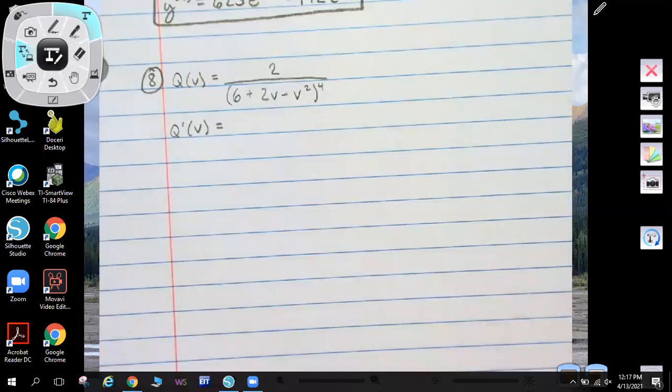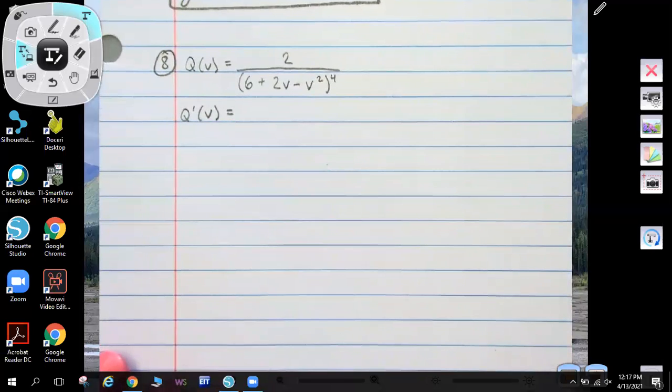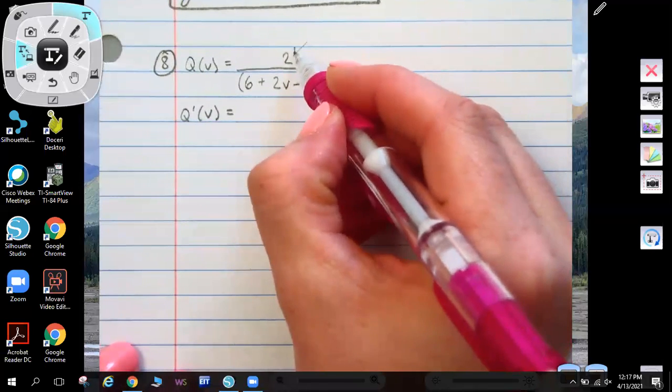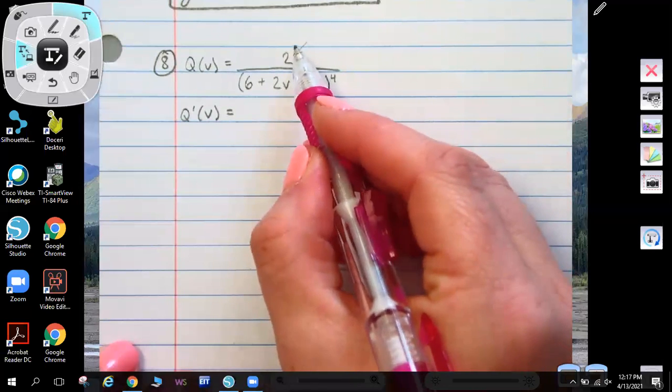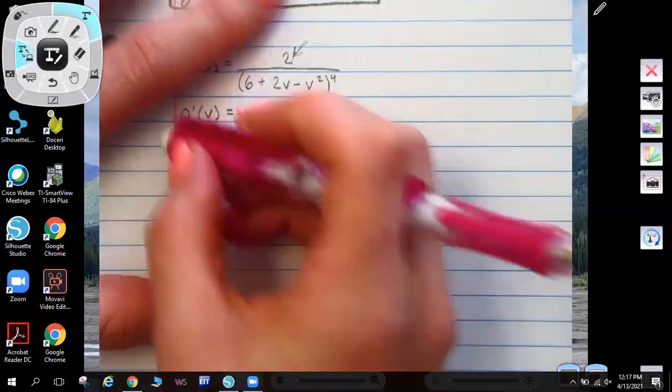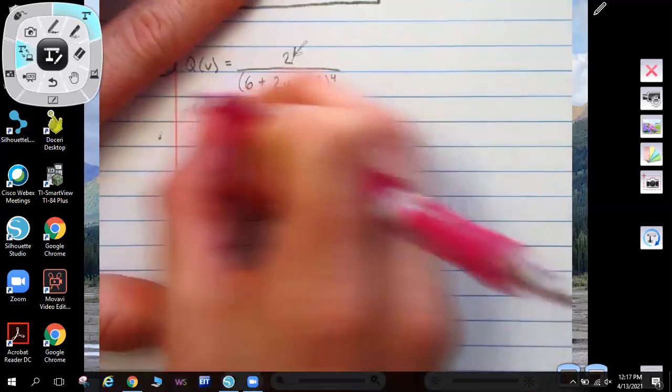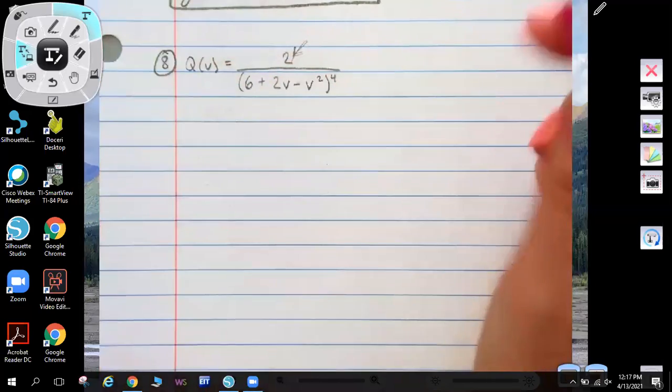So the first derivative, and the reason that we don't have to use the quotient rule is because this is not a function in the numerator. It's not a function divided by another function. There's just a number in the numerator. And actually, we're going to rewrite this before we actually take the derivative.